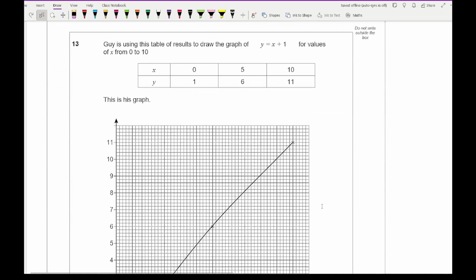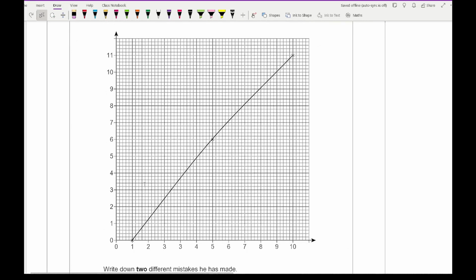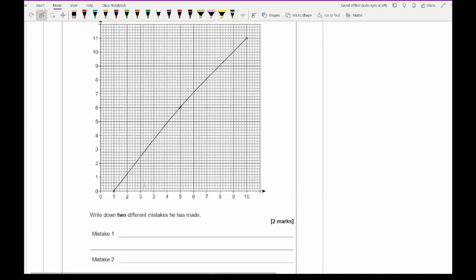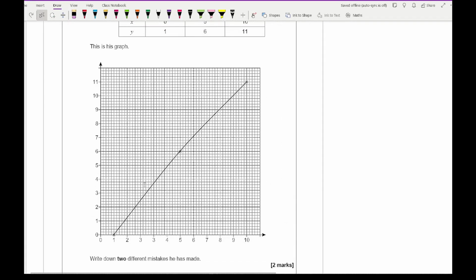Moving on to question 13, it says Guy is using this table of results to draw the graph of y equals x plus 1 for values of x from 0 to 10. And here is his graph. So let me just zoom out a little bit so we can see. And the question is asking us to write down 2 different mistakes that he has made. So looking at it, let me just write the mistakes here.